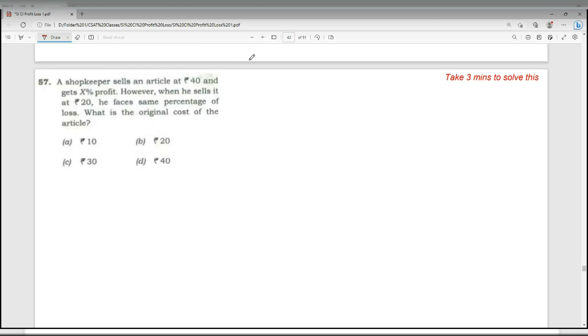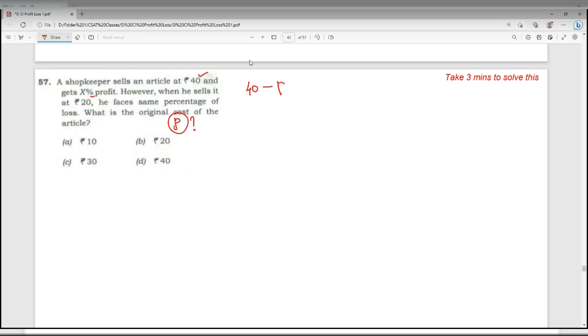So they are saying a shopkeeper sells an article at 40 and gets X% profit. However, when he sells at 20, he faces the same percentage loss. What is the original cost of the article? So when he is selling at 40, let the original cost be P. We need to find P here. So when he is selling at 40, he is having an X% profit.